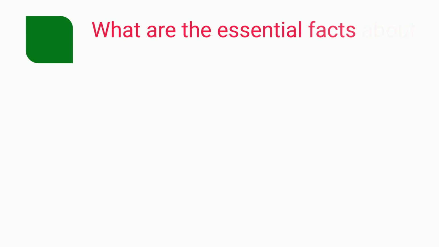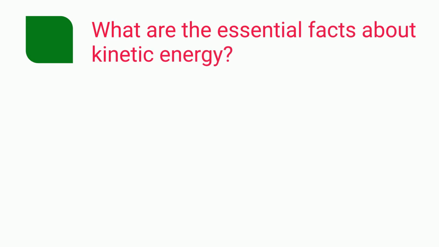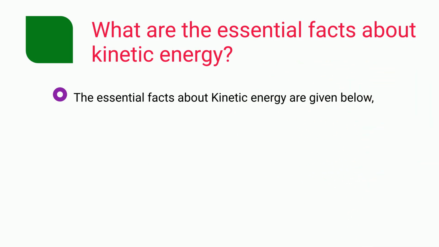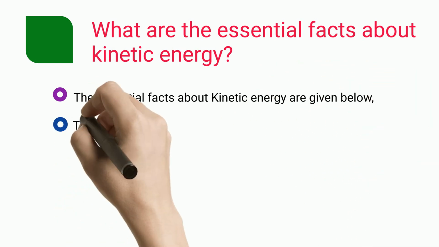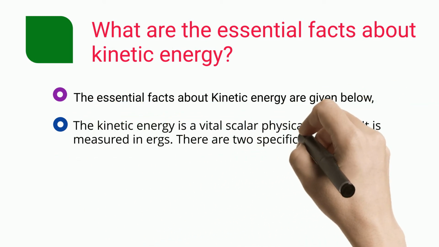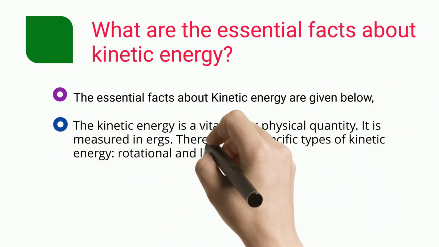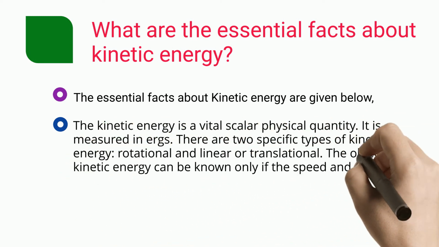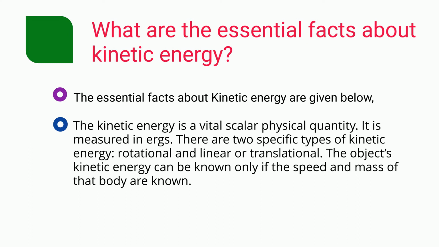What are the essential facts about kinetic energy? The essential facts about kinetic energy are given below. Kinetic energy is a vital scalar physical quantity. It is measured in ergs. There are two specific types of kinetic energy: rotational and linear or translational. The object's kinetic energy can be known only if the speed and mass of that body are known.